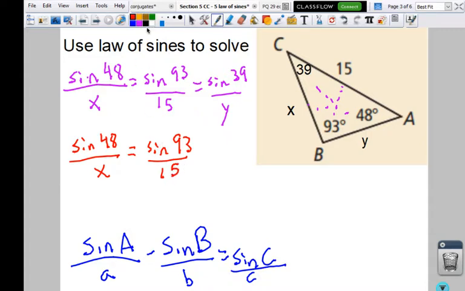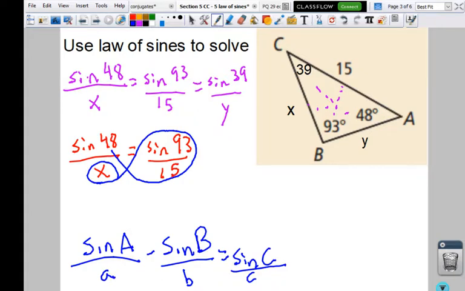How can I solve it for x? We can use the fish method. I'm going to set up my fish method here. Sine of 48 times 15 divided by sine of 93 is going to equal x. And x is going to be my missing side, right?